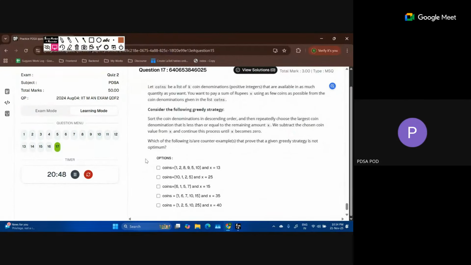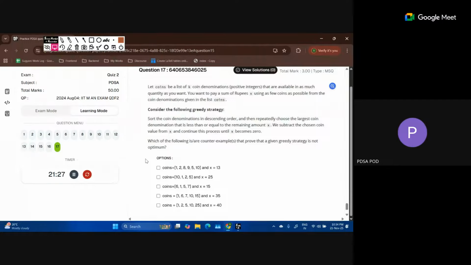Let coins be a list of k coin denominations that are available in as much quantity as you want. You want to pay a sum of x rupees using as few coins as possible from the coin denominations given in the list of coins. Consider the following greedy strategy: sort the coin denominations in descending order and then repeatedly choose the largest coin denomination that is less than or equal to the remaining amount. Subtract the chosen coin value from x and continue this process until x becomes 0. Which of the following are counter examples that prove that the given greedy strategy is not optimal?